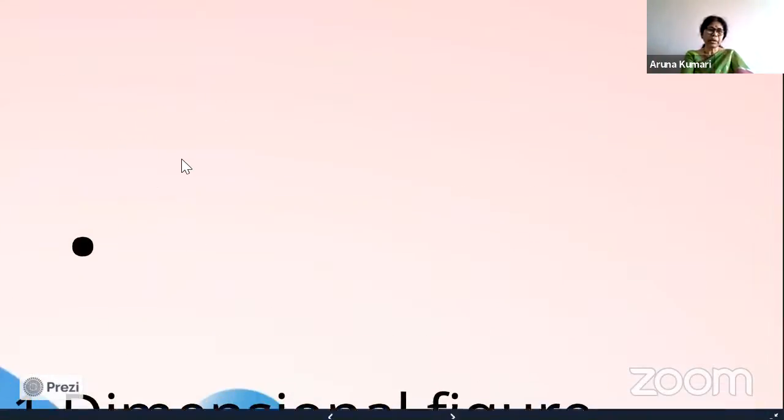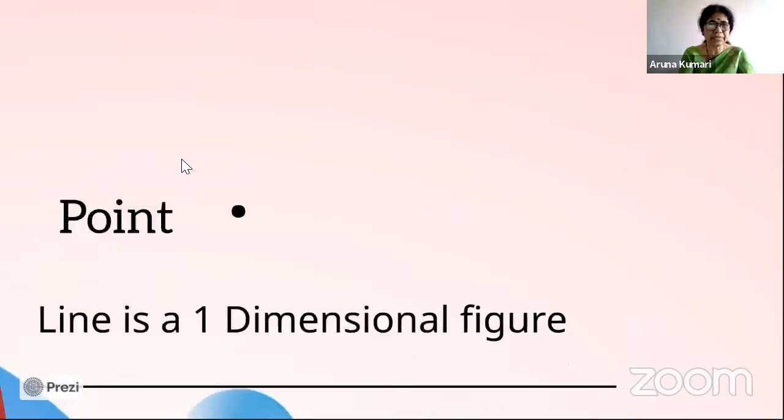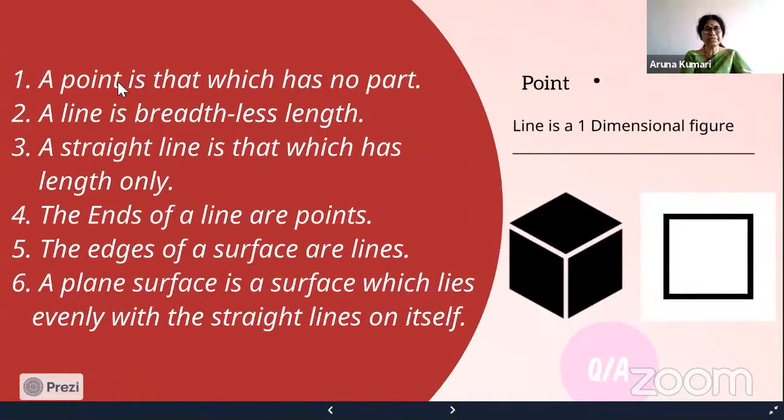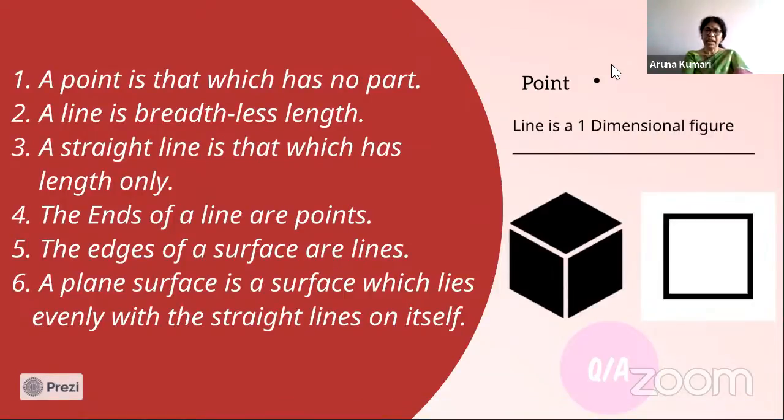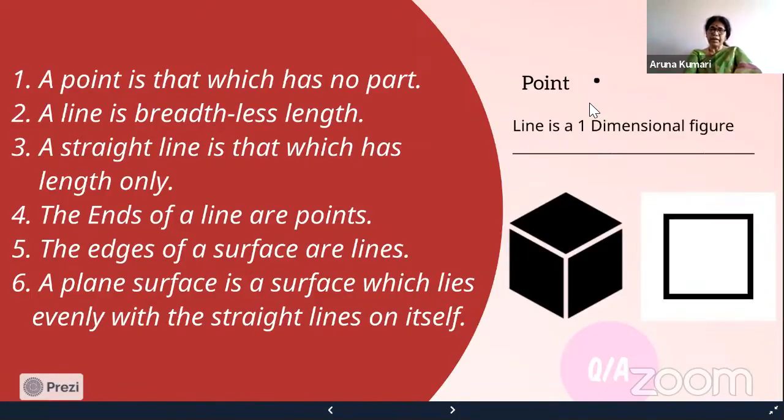Now tell me, how many dimensions does a point have? A point has no breadth, no length, no part at all. That means a point is known as a 0-dimensional figure. Understand, students? You must remember this very much. Why? Because according to Euclid, point, line, and surface are undefined terms.